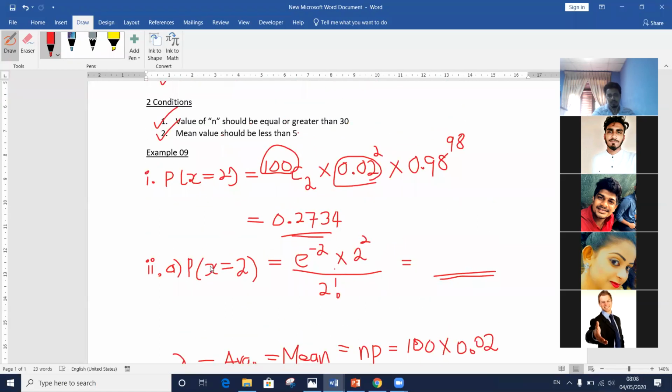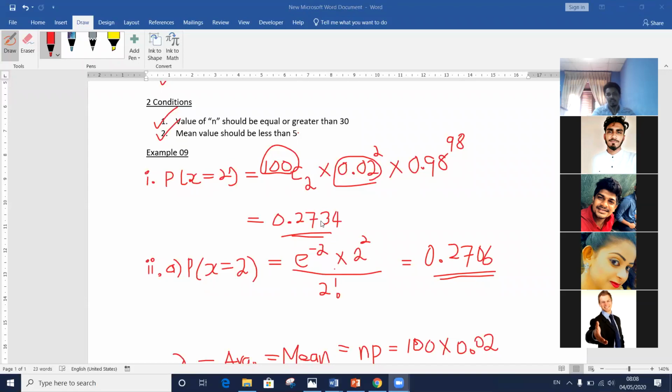එකම දේ අපි formulas දෙකෙන් හොයනවා. X equals 2 using binomial probability formula. X equals 2 using Poisson probability formula. So what is the answer here? 0.2706. Right.